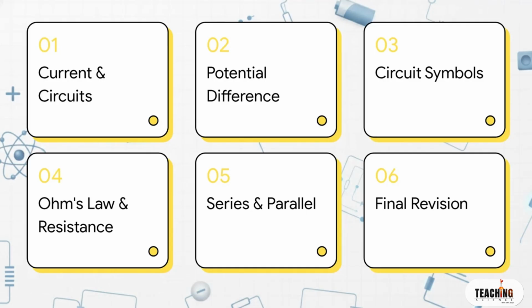Here's our roadmap for cracking this topic. We'll start with current and electric circuits, then explain potential difference. After that, we'll cover standard circuit diagram symbols, Ohm's law and resistance, and series and parallel resistors, before wrapping it all up with a complete chapter final revision.